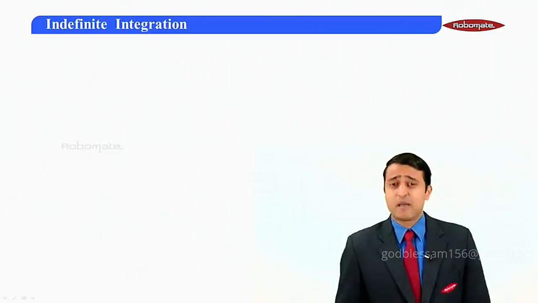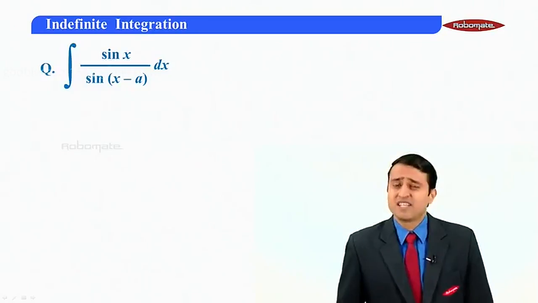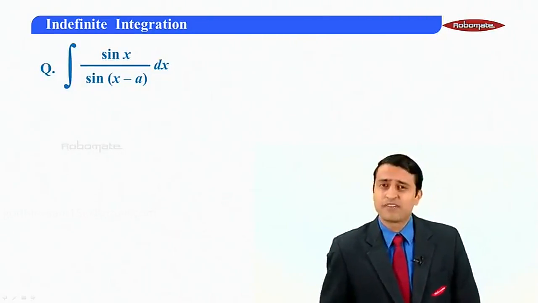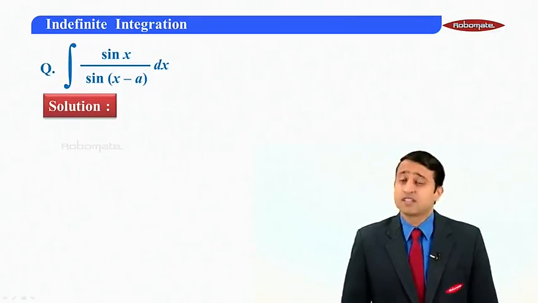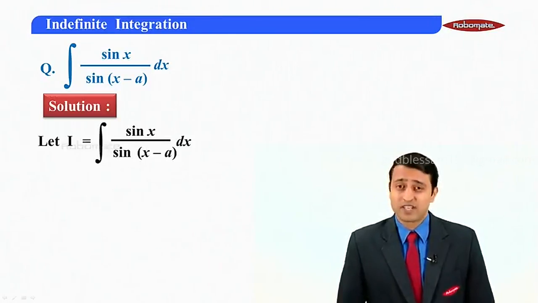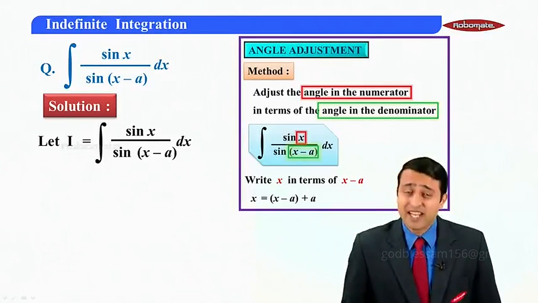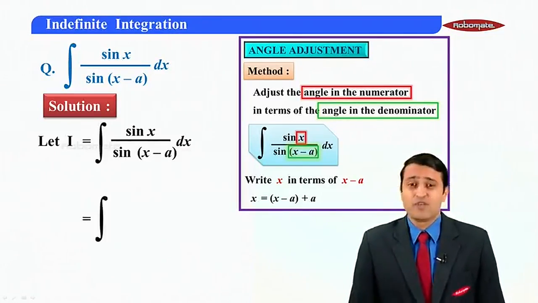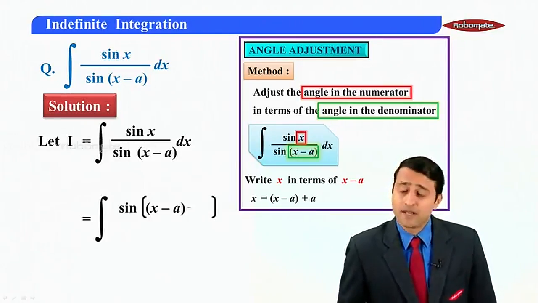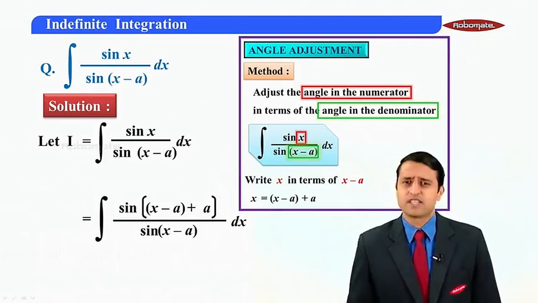Now let us take some examples in this type. So the very first which I have here is integral of sine x upon sine of x minus a. We just saw the adjustment part of it some minutes back. Now solution, and the very first step is copying the question. Now my dear students, if you understand, you already know what the first step is. We have just seen that we have to write x in terms of x minus a. So in the next step sine of it becomes x minus a plus a. Is that okay? And the denominator does not change, sine of x minus a dx.